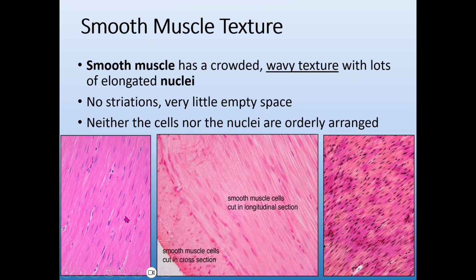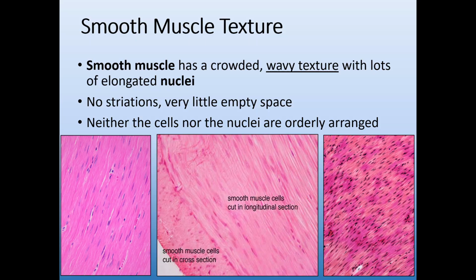So physically, it's good to be able to distinguish smooth muscle from skeletal in tissue slides. It's going to have a much more wavy texture to it, much more irregular. I always note that the nucleus or nuclei tend to look very elongated or stretched in a smooth muscle section. Again, that lack of striations, and there's no distinct orderly arrangement to it.